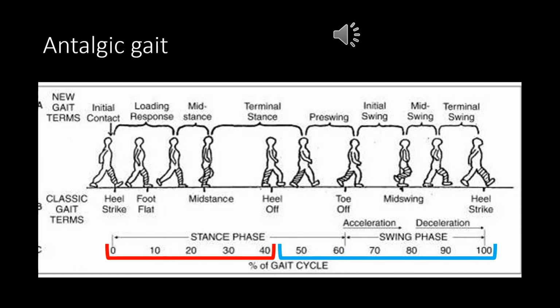For antalgic gait, look at the person's feet. During antalgic gait, the stance phase for the affected leg is shortened. This is because the leg is painful and the person avoids bearing weight on it as much as possible.